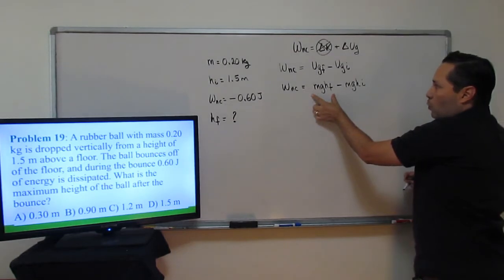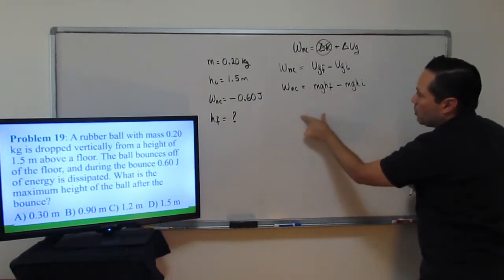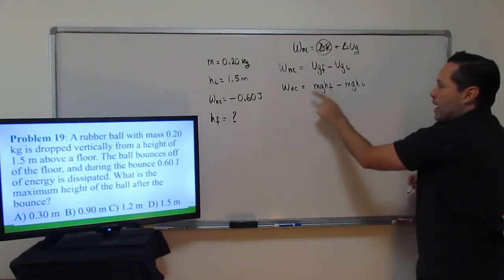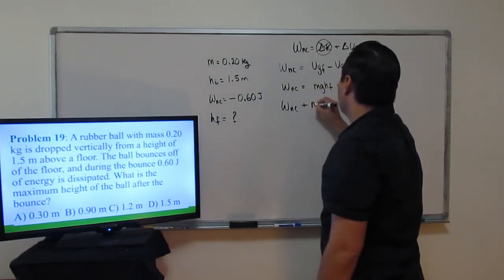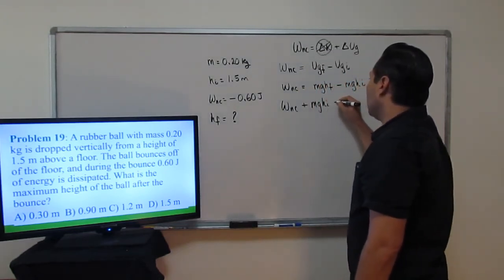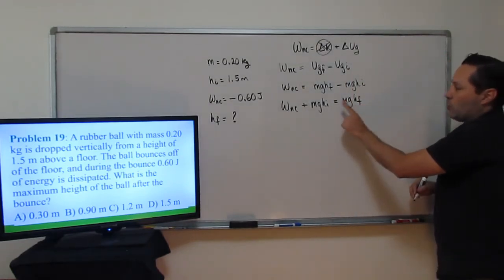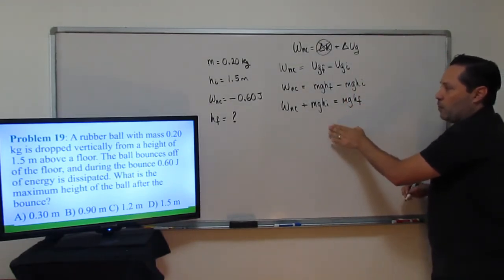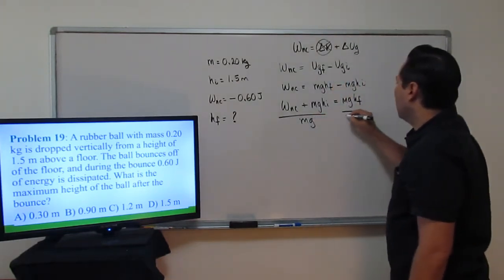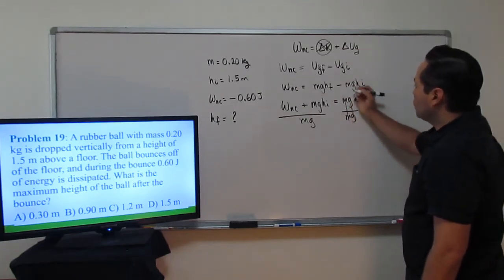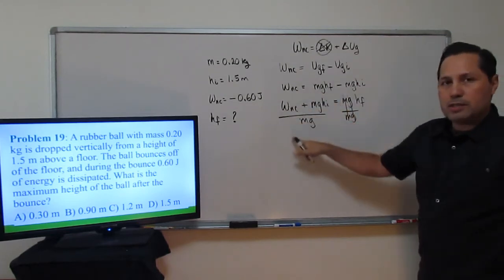Now we want to isolate that height final. So we're going to move this over to this side. Since there's subtraction, I'm going to add. Now our formula looks like this: plus mg times hi equals mg hf. We're looking for hf, so I want to get rid of the m and the g, so I'm going to divide both sides by it. The mg is gone. So there you go: height final is equal to this side of the formula.